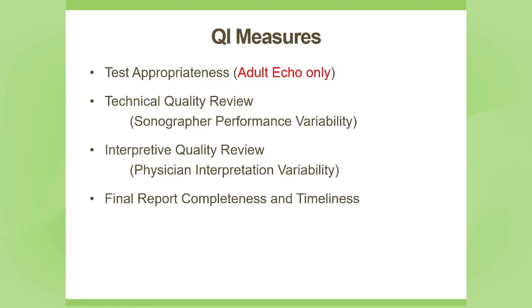So let's briefly go over what quality improvement measures are required in an accredited facility. For adult echo only, we require test appropriateness be reviewed. For pediatric and adult, we require the technical quality to be reviewed, your interpretive quality be reviewed, and then also the final report completeness and timeliness. That one is always a tongue twister for me.